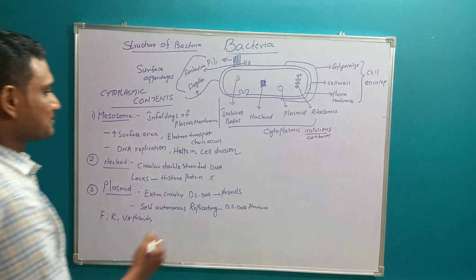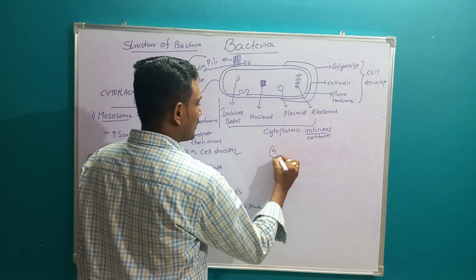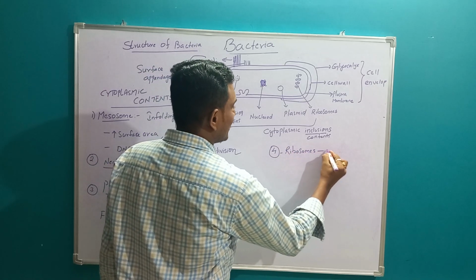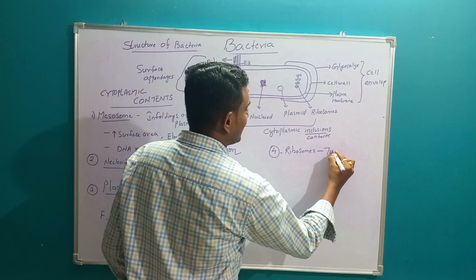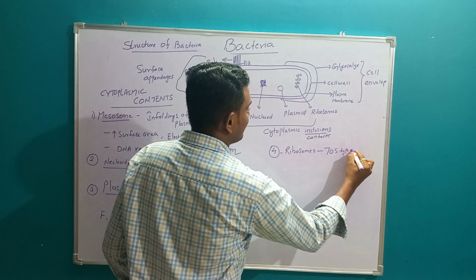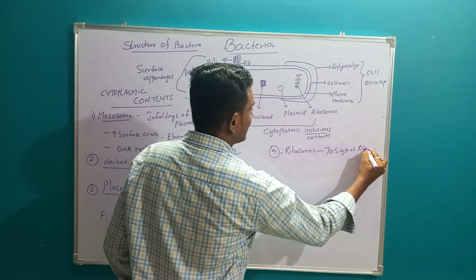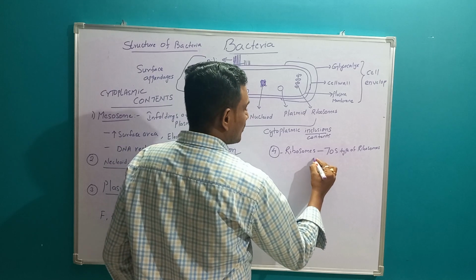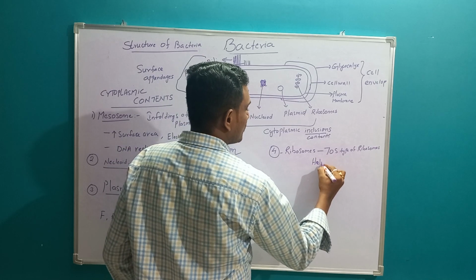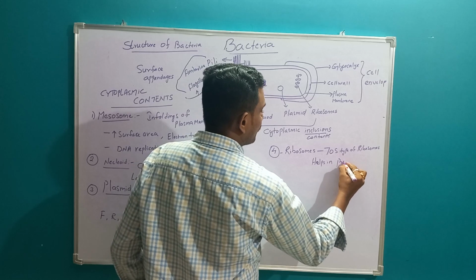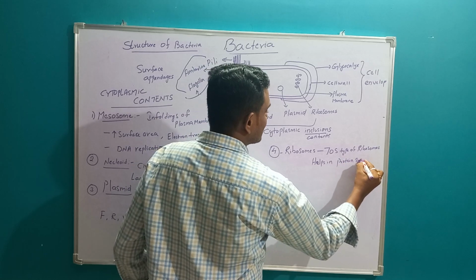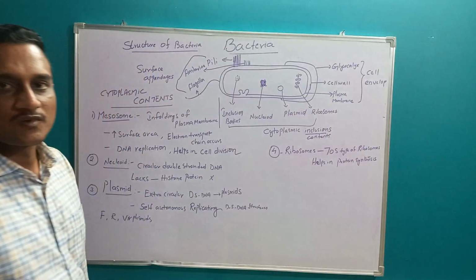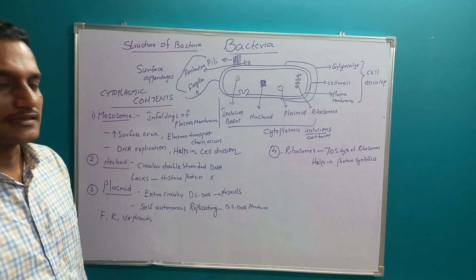Apart from plasmids, the fourth one is ribosomes. Here in bacteria, 70S type of ribosomes are present. They help in protein synthesis.